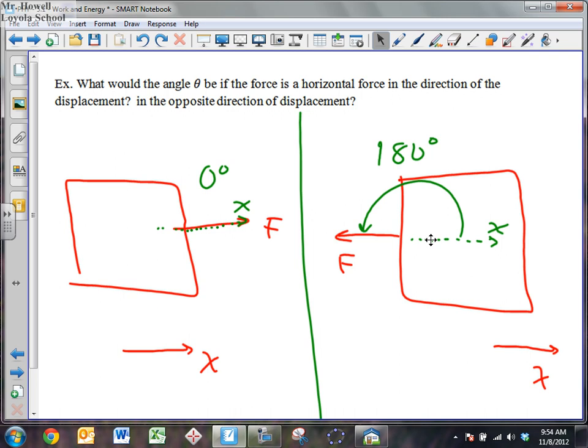So, scenario 1. The force and displacement are both in the same direction.